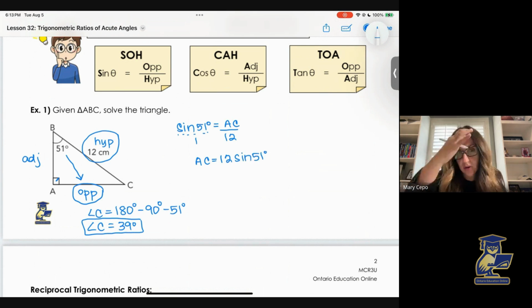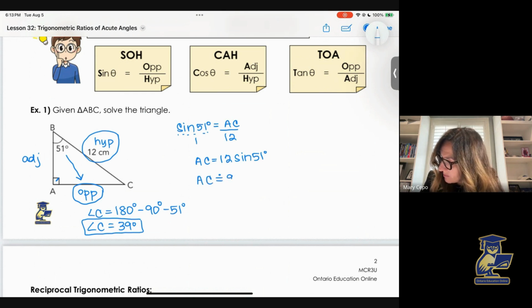Keeping in mind, it's very critical that your calculator is set to degree mode, because there are different modes of angles that your calculator can use for units. We want to make sure your calculator is in degree mode. So 12 sine of 51, rounding to the nearest tenth, would be about 9.3 centimeters.